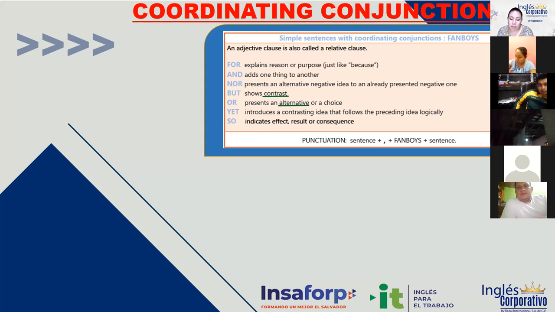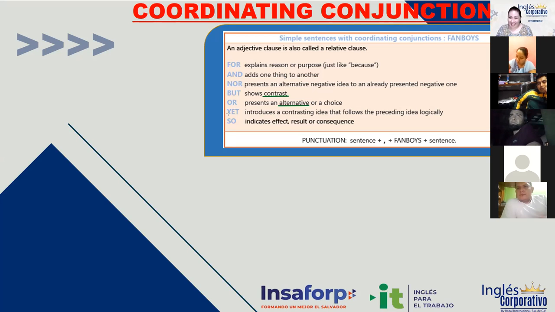Example. Do you want ice cream or cake? Do you want ice cream or cake? So you have an alternative, ice cream or the cake. Not the two things together. No es que va a comer el sorbete y el pastel. Es uno o el otro, right? So cake or ice cream. Which one? What do you want more?